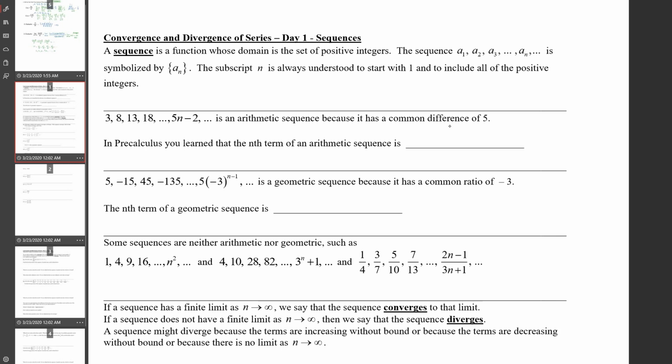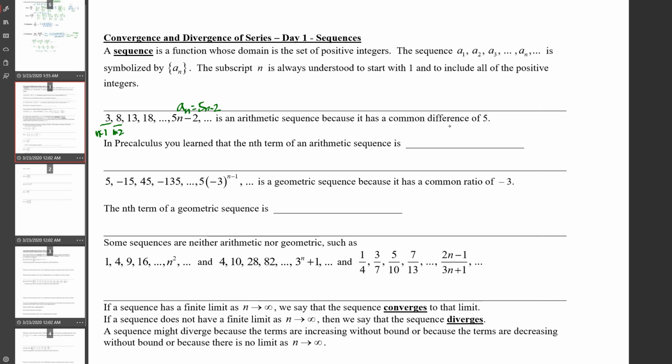All right, let's look at this sequence here, 3, 8, 13, 18. The formula for each of these, this a sub n, is equal to 5n minus 2. All right, and so that means if I substituted 1 here, I would get 3. If I substituted 2 here for the n, I would get 8, and so on. We did that in the warm-up.